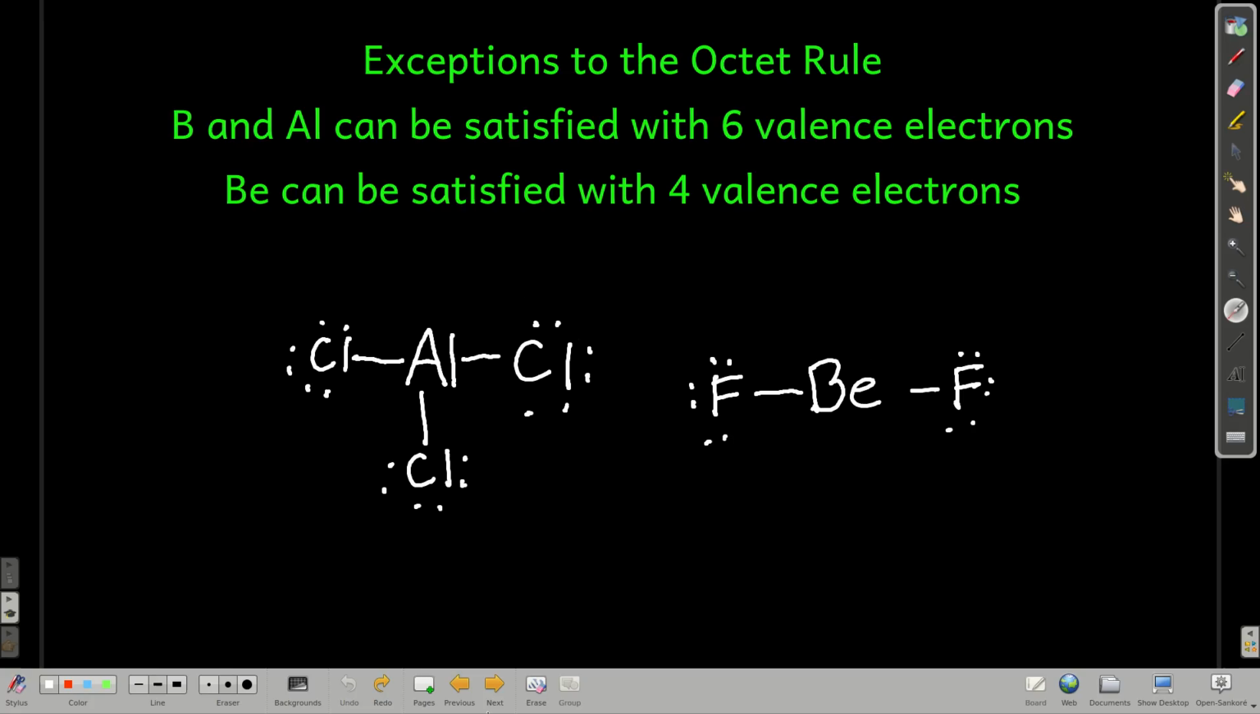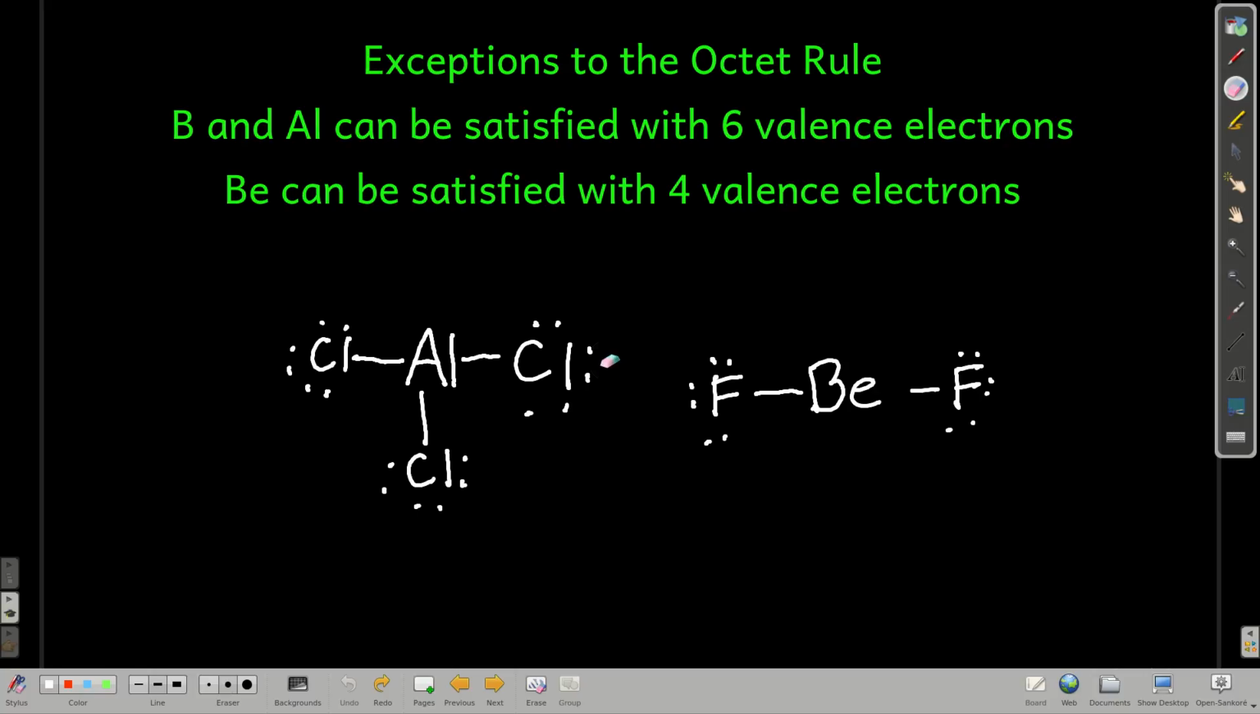So the next exception are some specific elements. Boron and aluminum can be satisfied with 6 valence electrons. They don't need 8 valence electrons. So for example, in aluminum chloride, when you draw the Lewis structure, you use up all the electrons. This is what you get. Now, you could certainly draw a double bond.